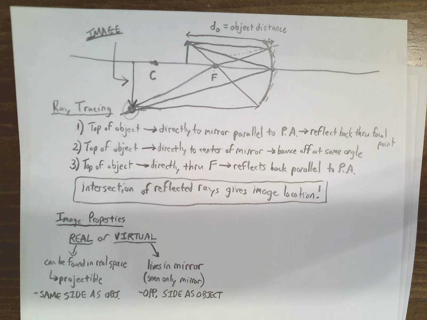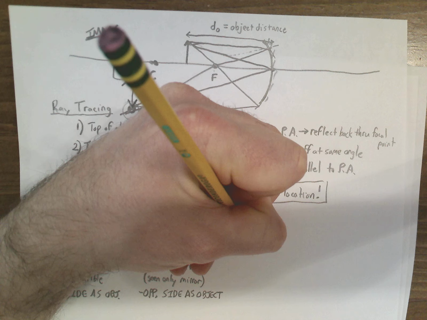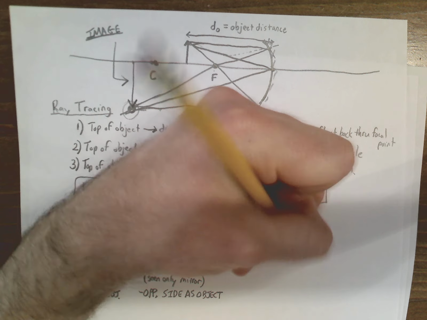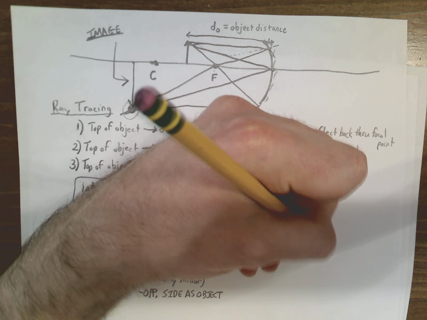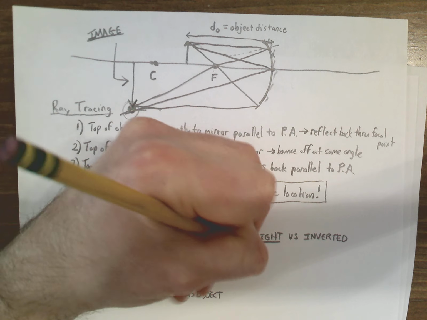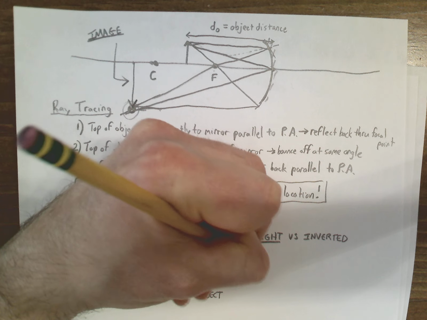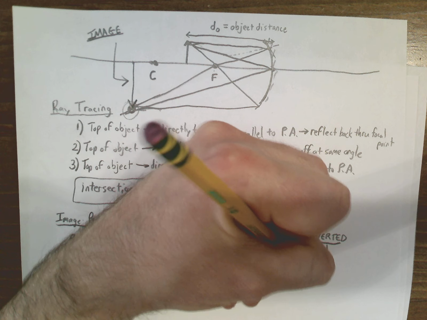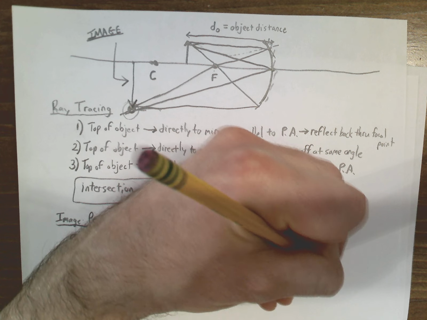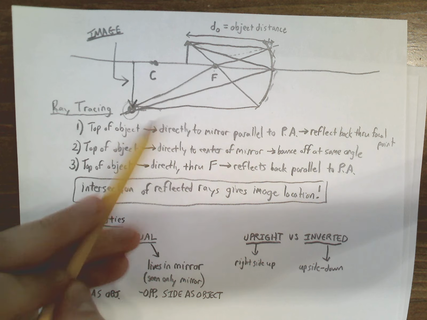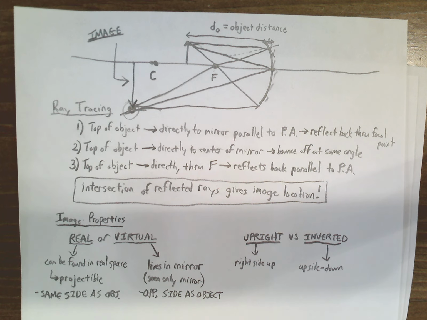Another question we might want to ask is, is it upright or is it inverted? These are just fancy words for upside down and right side up. Upright is going to be right side up. Inverted is going to be upside down. Our picture shows us that our object started out pointing upward. When we traced the rays and found the image, it's now pointing downward. So our image was inverted in this case.